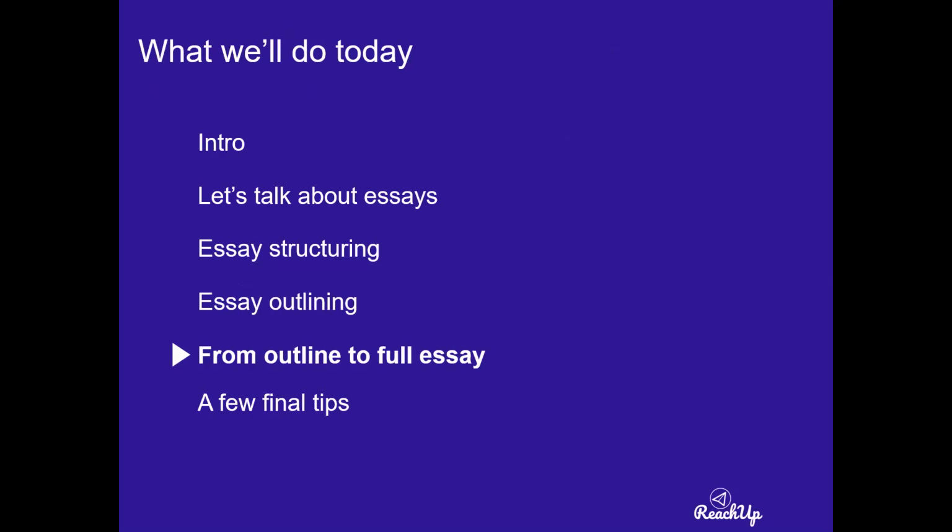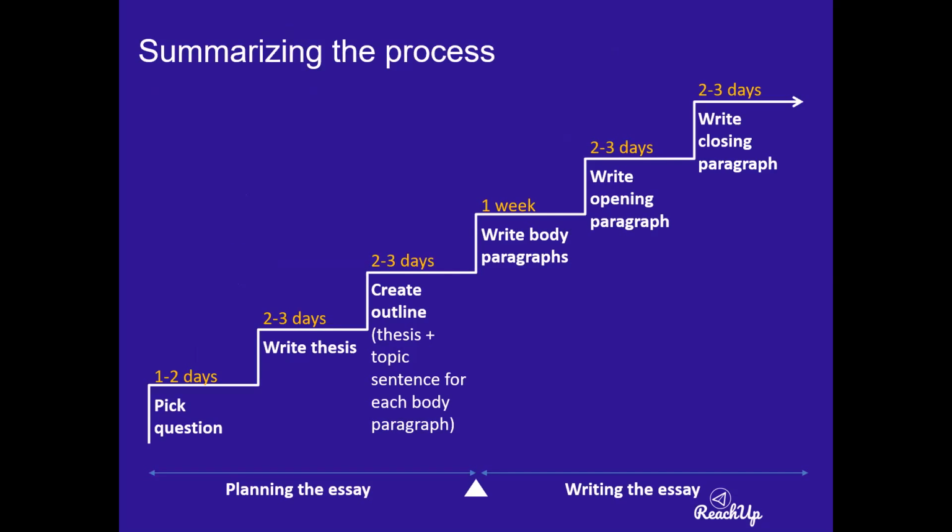Okay. Now that you've all written your outline, which includes your thesis and topic sentences, let's spend a couple of minutes thinking about how you go from an outline to a full essay. So summarizing the process of going from picking your essay question all the way to finishing your essay, we've already started today with picking a question. After you pick a question, you spend some time to write the thesis. And then once you write the thesis, you create the outline, which includes the topic sentences to support your thesis.